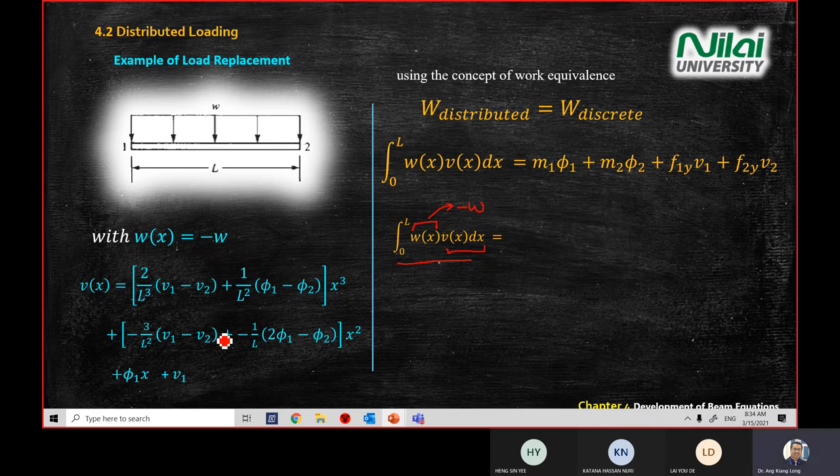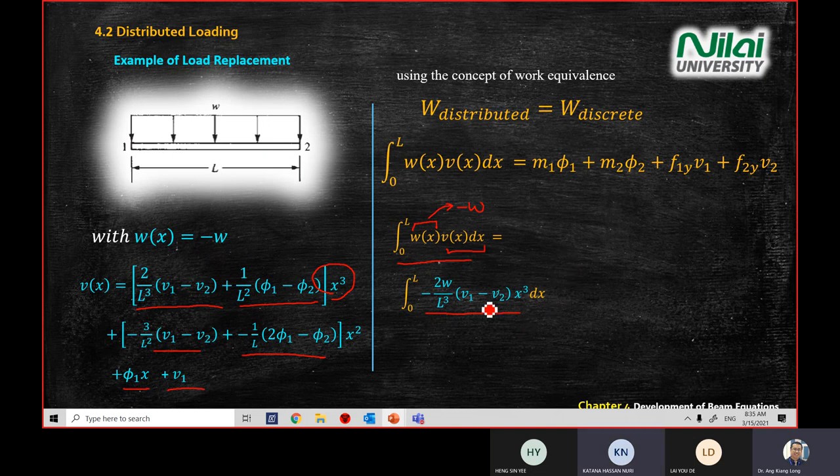So how do we process this information? We take the first one first, because we have 1, 2, 3, 4, 5, 6 there. We're not going to spend time to derive all this. You have to do it in your own homework time. So I'll show you how we get the first one. The first term is, if you take this one, remember that you have an x power 3 behind there. So your v equals 2 divided by L cubed times v1 minus v2 times the x cubed. Then, because you have a w in the equation here, you multiply your negative w inside this equation. You have negative 2w over L cubed times v1 minus v2 x cubed dx. Katana, you understand how you get this one?